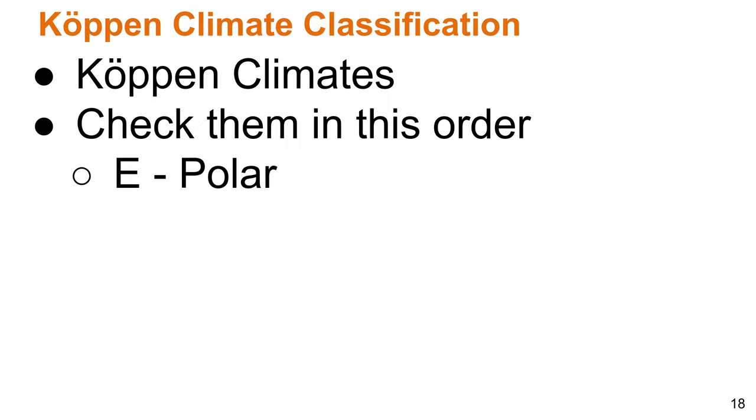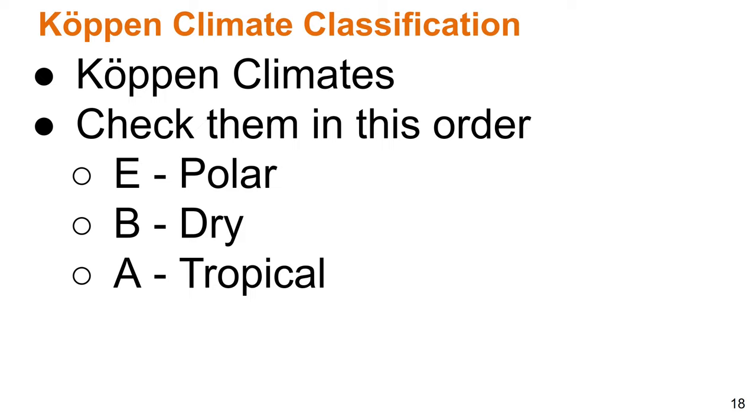The first thing you do is ask whether every month is below 10. If it is, it's some sort of polar climate, and then you turn to the detailed information to figure out which kind of polar climate it is. If it's not a polar climate, then you check to see, is it a dry climate? There's a bunch of math that you do, next week, to determine whether it's a dry climate or a humid climate. Humid just means it gets enough moisture.